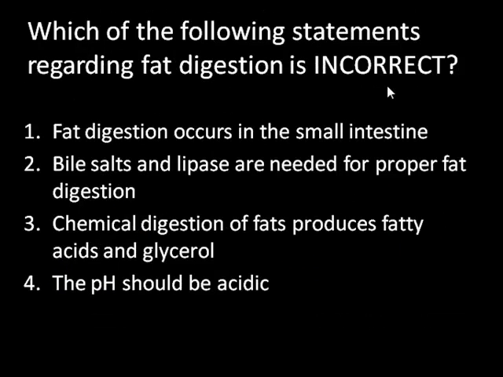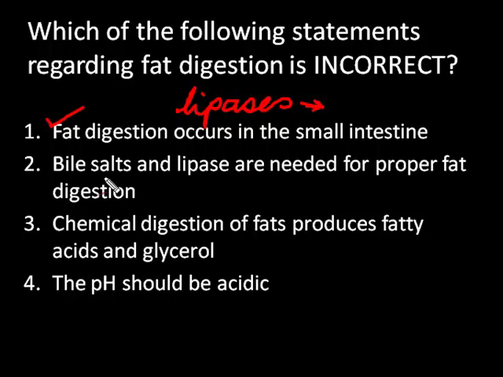Now let's look at this last question, which asks you which of the following statements regarding fat digestion is incorrect. The first one is fat digestion occurs in the small intestine, and this is a true statement because in the small intestine you have the presence of lipases, which are the pancreatic lipases. They make their way into the duodenum through the pancreatic duct, and the pancreas is the only significant source of lipases. You have a little lipase in the mouth, but that really does not cause any digestion. So for all practical purposes, fat digestion begins and ends in the small intestine.